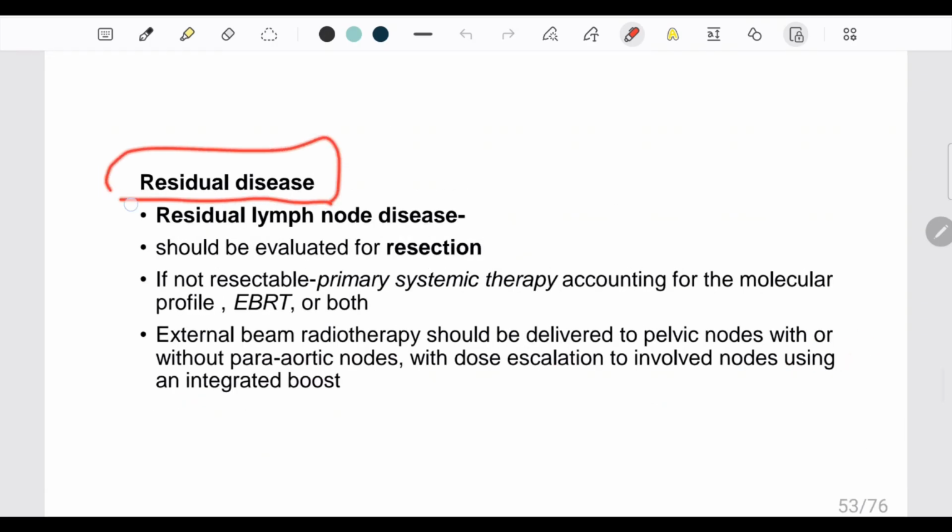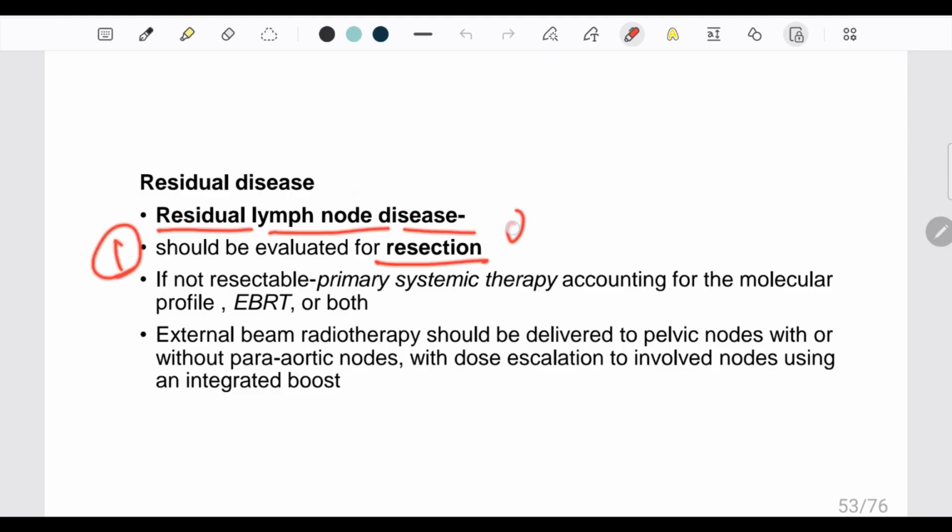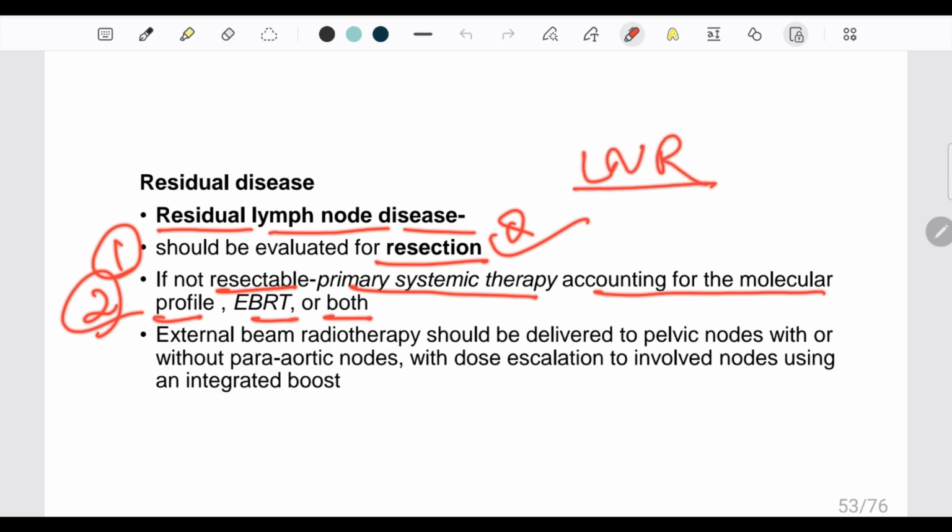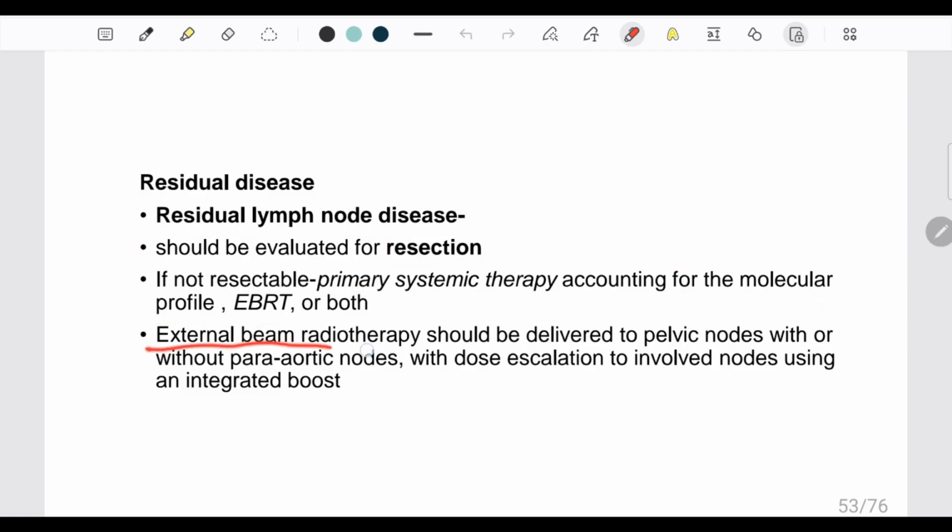Residual disease. If there is residual disease, then what to do? If residual lymph node disease is there, then it should be evaluated for resection. If the lymph node is not resectable, then primary systemic therapy accounting for the molecular profile, EBRT, or both. If resectable, then go for lymph node resection. If not resectable, then you can give systemic therapy or radiotherapy. External beam radiotherapy should be delivered to pelvic nodes with or without paraortic nodes.